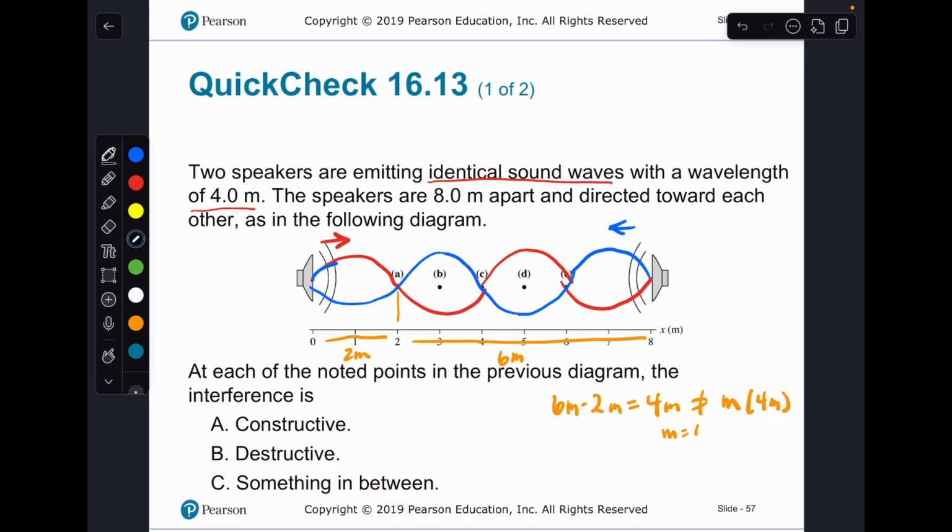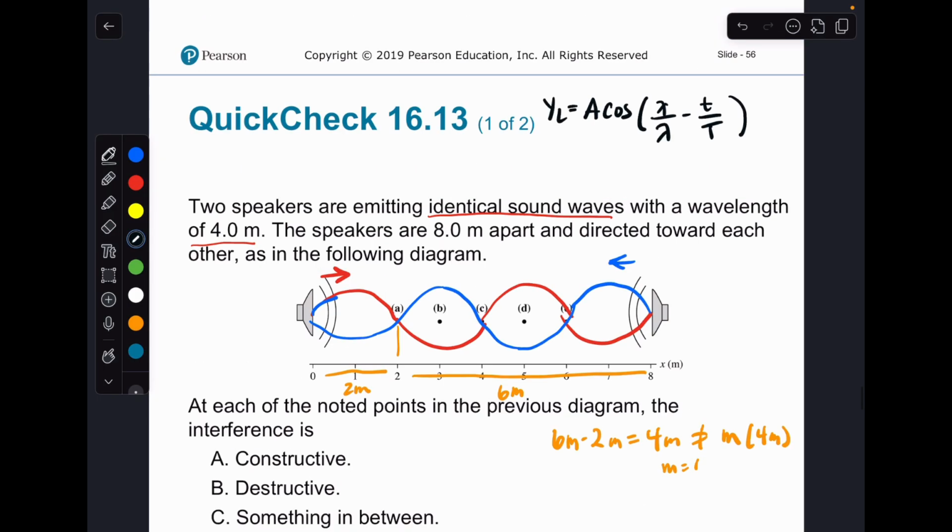And so that can be illustrated if we write an equation for the wave coming out of the left speaker, a cosine of 2π times x over lambda minus t over period, right? That is for a wave moving to the right, which is the left speaker. Okay, a little bit confusing in the notation, right? Left speaker, where the wave is moving to the right.